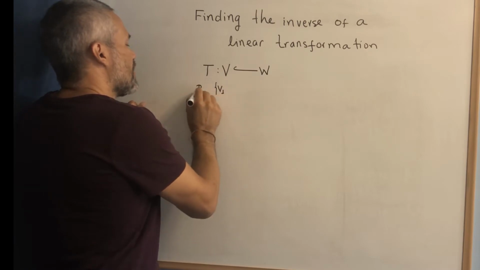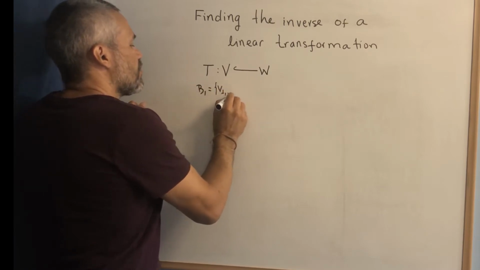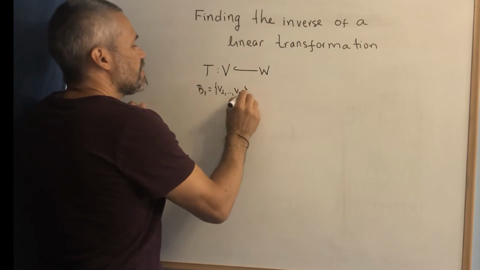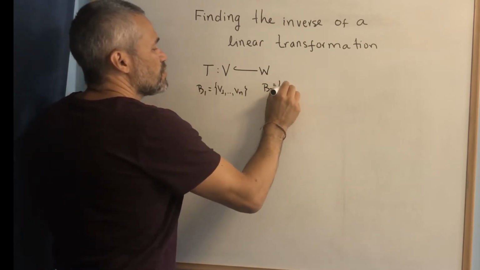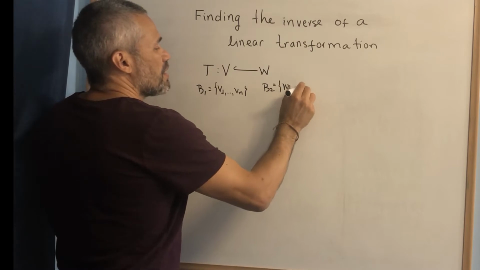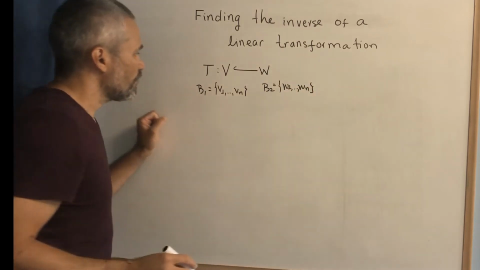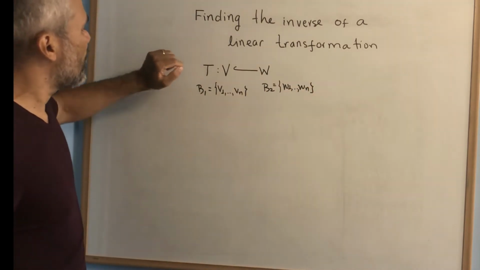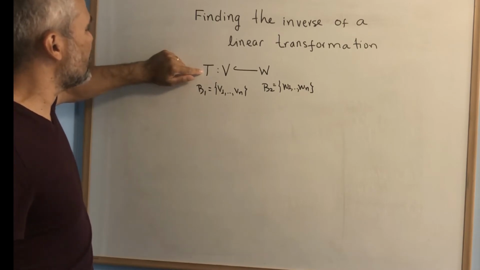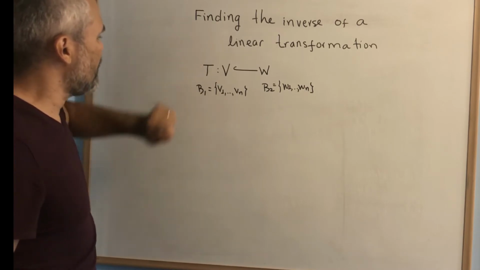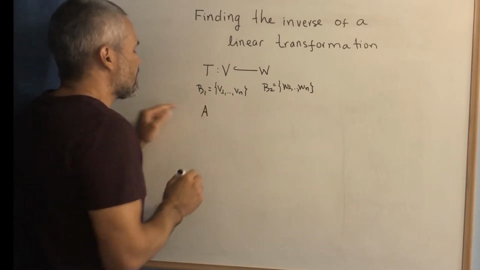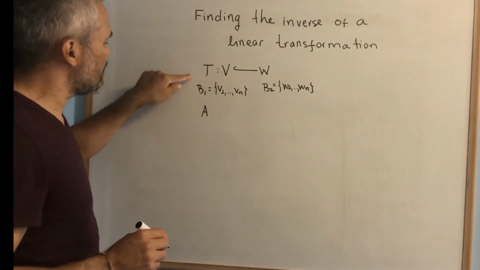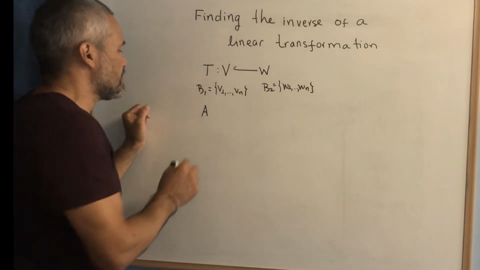Let's suppose that we have a basis B1 equal to v1 through vn, and a basis B2 for W equal to w1 through wn. Then we will explain how to compute the inverse of this transformation. What we do is we find the matrix associated with this transformation with respect to these two bases.